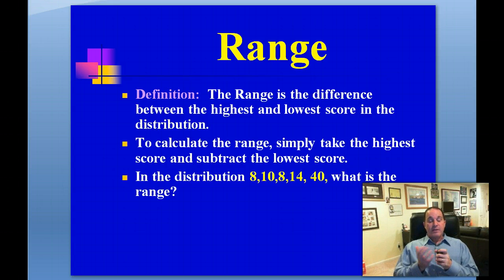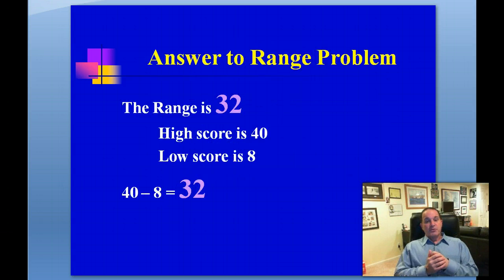Well again, if you look at the definition of range, simply find the highest score and find the lowest score and take the high score and subtract the low score. So in our distribution, the range we would see is 32 because the high score is 40 and the low score is 8. So 40 minus 8 is 32.